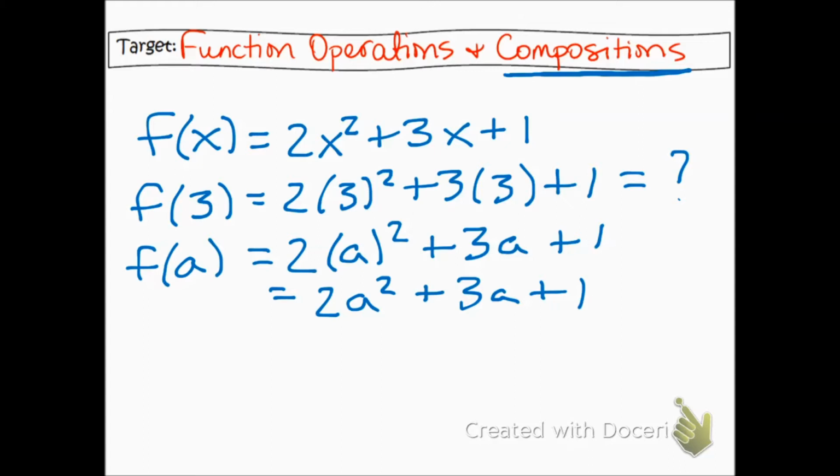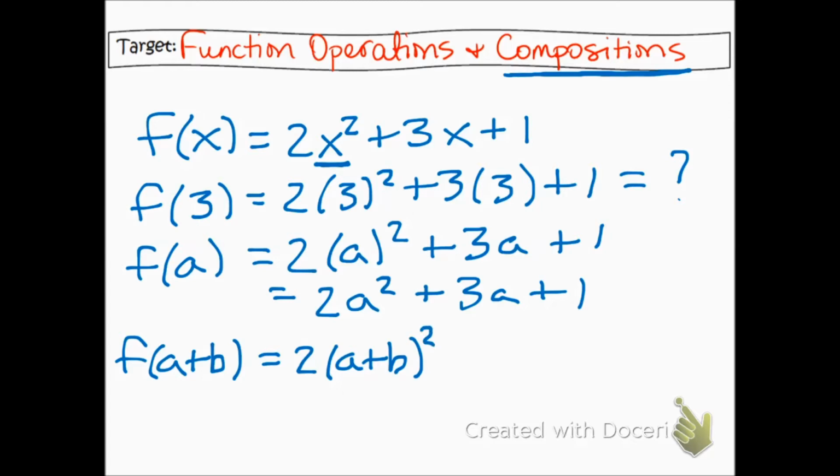What gets a little more interesting is I could have larger things be the input. So for example, f of a plus b. So now I have a whole sum that's being input. Instead of writing an x in this place, I'm going to write an a plus b. And there's still the 2 out front. There's still the square value. It's just I'm replacing the x with the a plus b. And then I'm going to have plus 3 instead of x, a plus b. And then on the end, I'd have the plus 1 still.